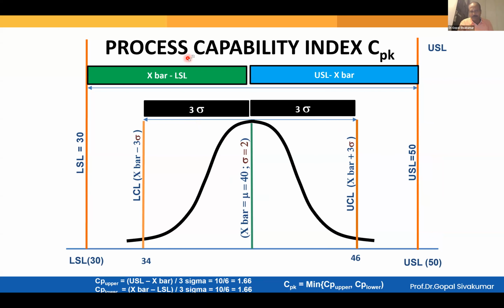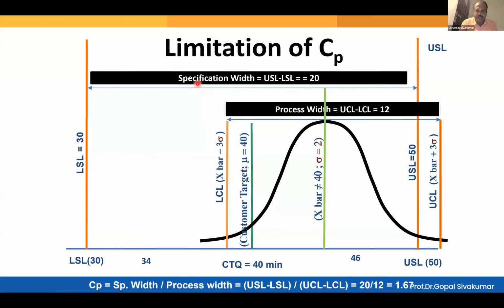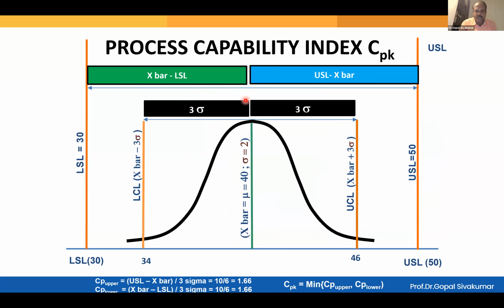Please note, all of you, CPK is derived from CP only. See here, the whole specification width is divided into 2 parts. Half of the specification is indicated in blue color. Half of the specification is indicated in green color. Earlier, can you see the specification width? Entire specification between USL and LSL. Now in the second diagram, I divided the specification width into half portion in blue color, half portion in green color.